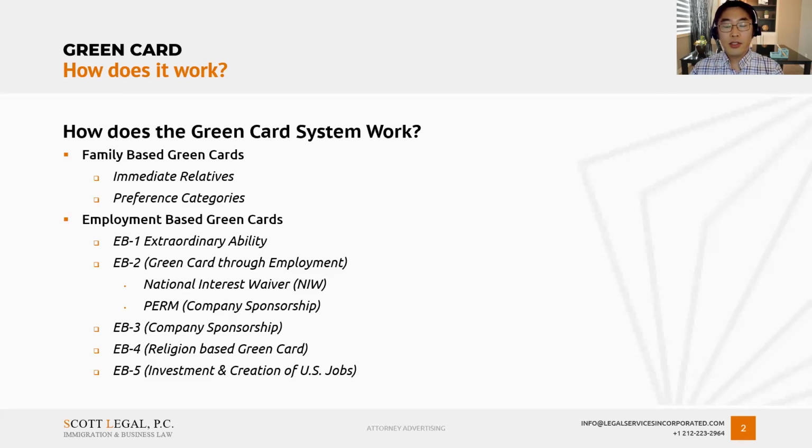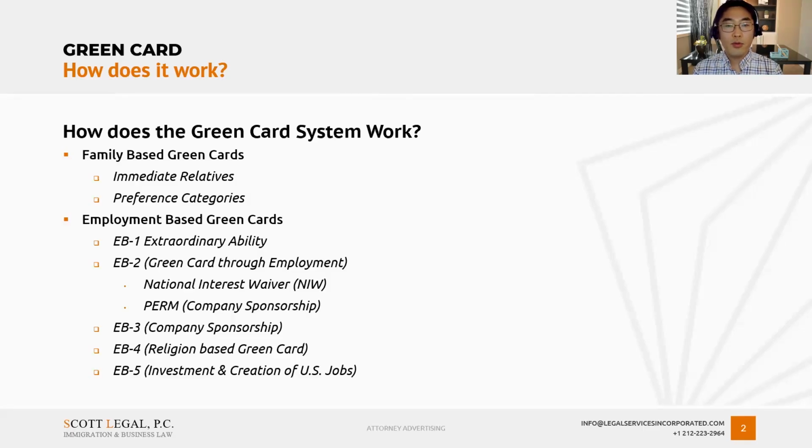The US green card system is primarily broken into two ways. One is family-based and the other is employment-based. Employment-based includes investment-based as well. So under the family-based, the immediate relatives category is for the spouse of a US citizen, unmarried children under the age of 21, and parents if the sponsoring citizen is over 21. And the preference categories have multiple subcategories.